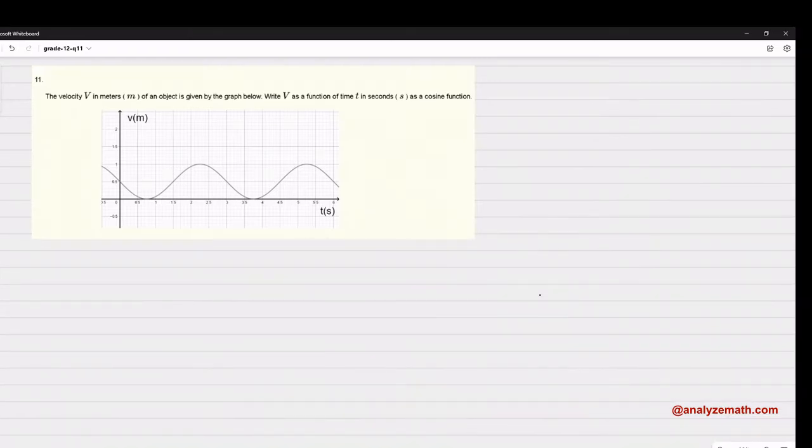In this video, we're going to solve the following problem. We are given the graph of a trigonometric function, and we are asked to find an equation for this graph of the cosine form. So v is the velocity. It's a function of t, and we need to find something like this cosine function.